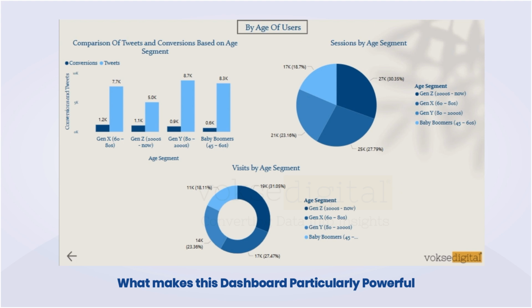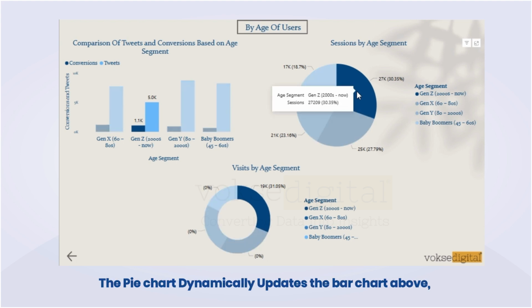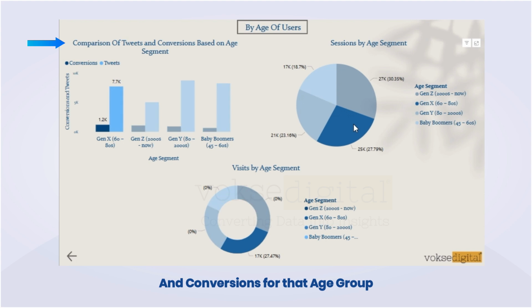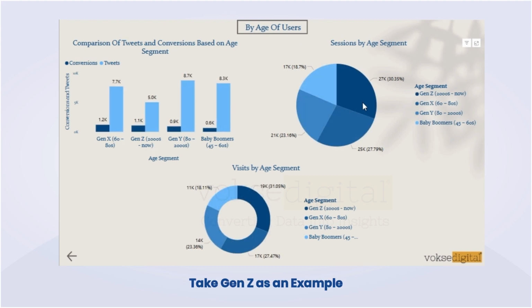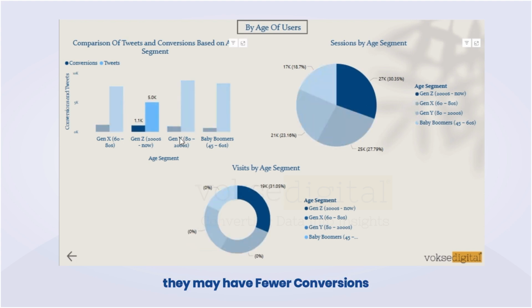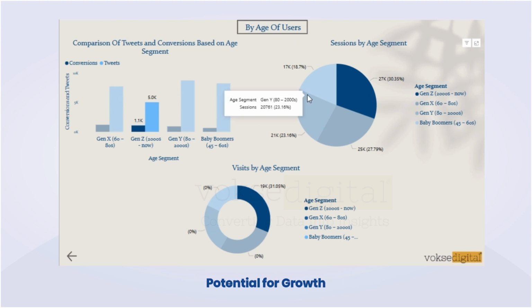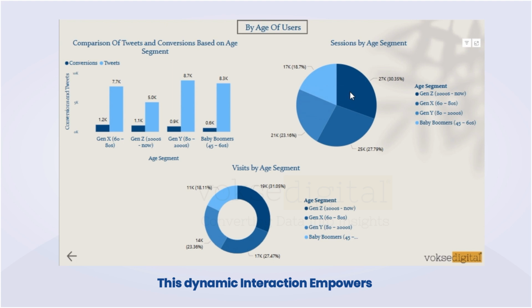What makes this dashboard particularly powerful is its interactivity. For instance, clicking on a specific segment of the pie chart dynamically updates the bar chart above, showing the corresponding tweets and conversions for that age group. Take Gen Z as an example. They may have fewer conversions, but significantly higher tweet activity, indicating strong engagement and potential for growth. This dynamic interaction empowers marketers to craft targeted campaigns tailored to each group's behavior.